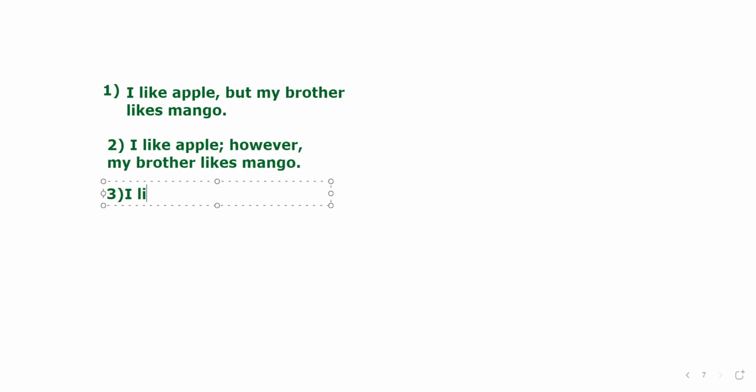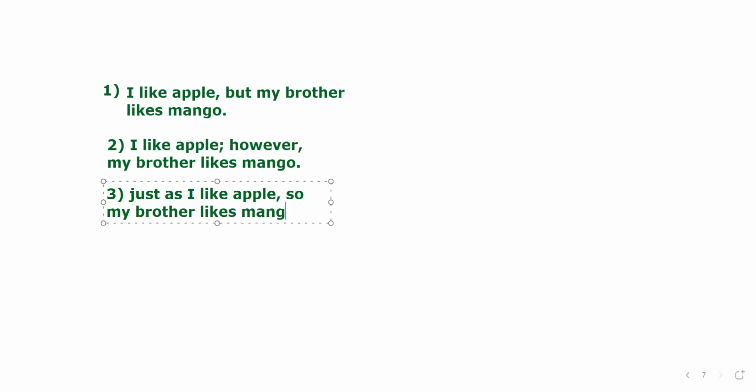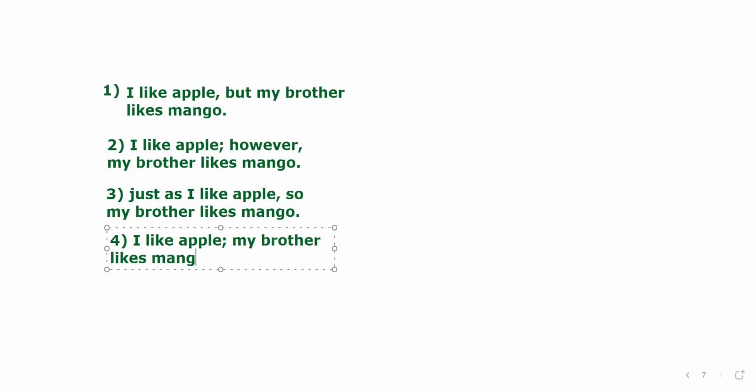I can also say, I like apple, so my brother likes mango. That is also correct. I can also write, I like apple; my brother likes mango. Is that clear, guys? Now, how have I decided whether I have to put but, however, so, or a semicolon?